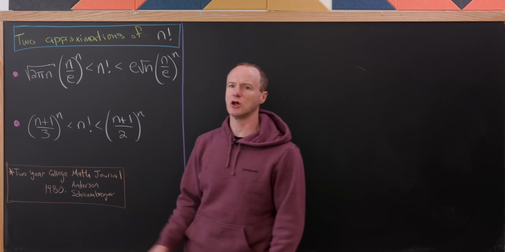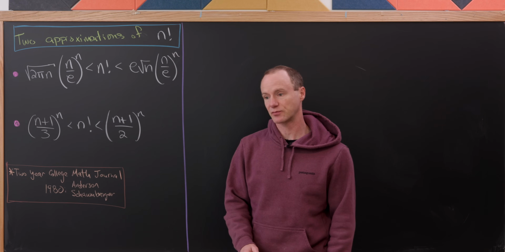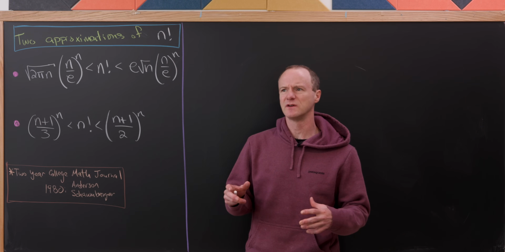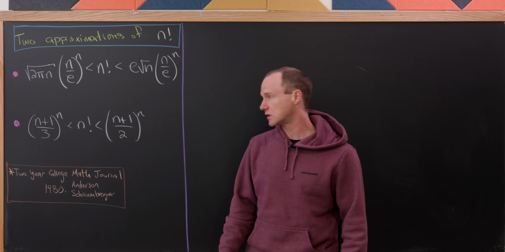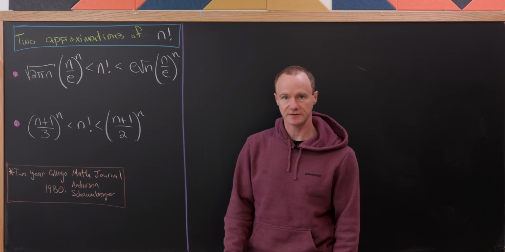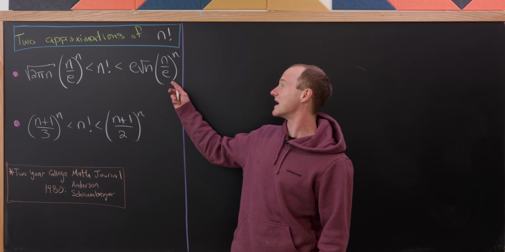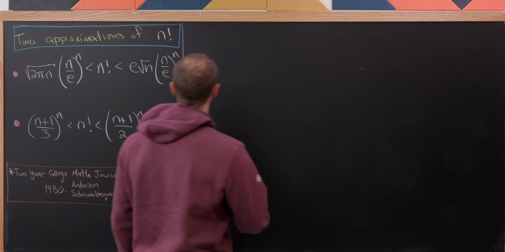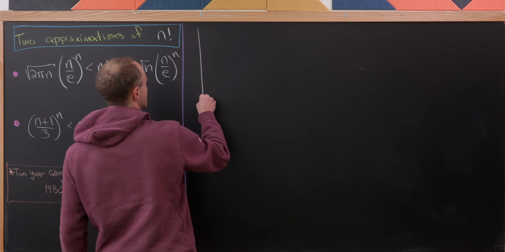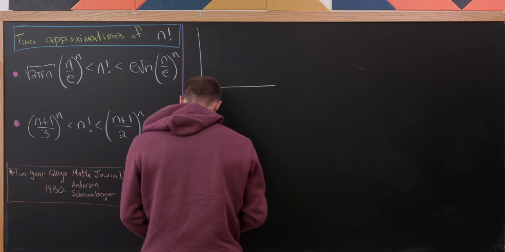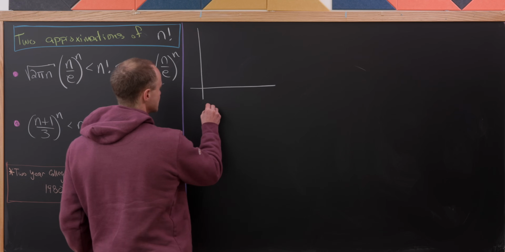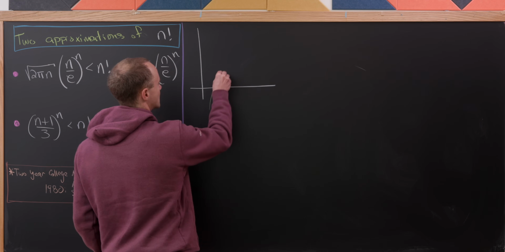So observe that this lower bound is in fact Stirling's approximation. So this can be seen as maybe a companion result to Stirling's approximation. Okay, so let's dive into this first one and then we'll look at the second one. In order to start off here, what we're going to do is look at the graph of the natural log function. So let's get the graph of the natural log function on the board.